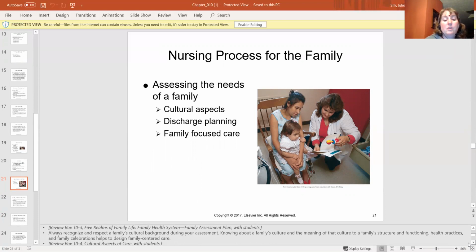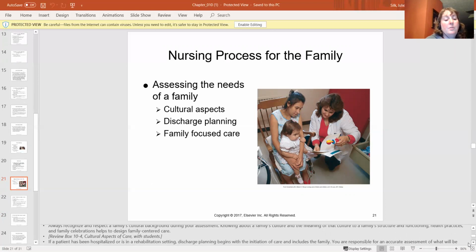Knowing about a family's culture and the meaning of the culture to a family's structure and functioning and health practices and family celebrations helps to design family-centered care. If a patient has been hospitalized or is in a rehab setting, discharge planning begins with the initiation of care and includes the family. So you're responsible for including them with that.